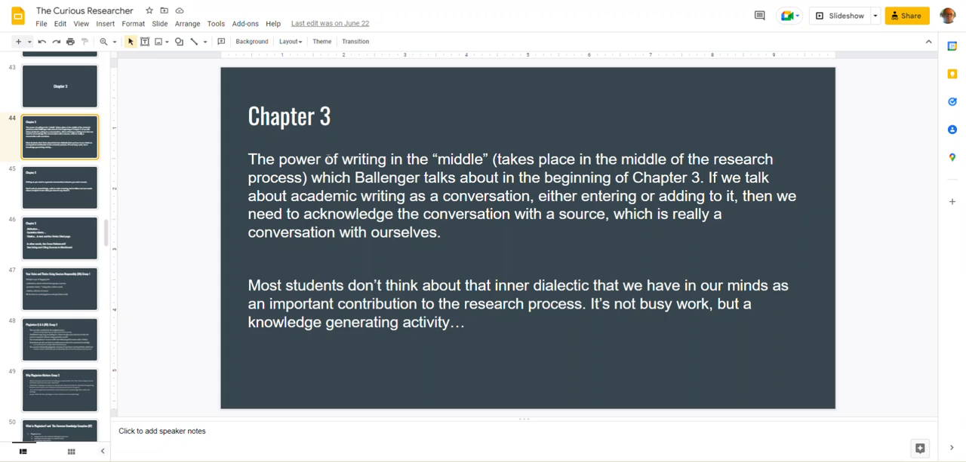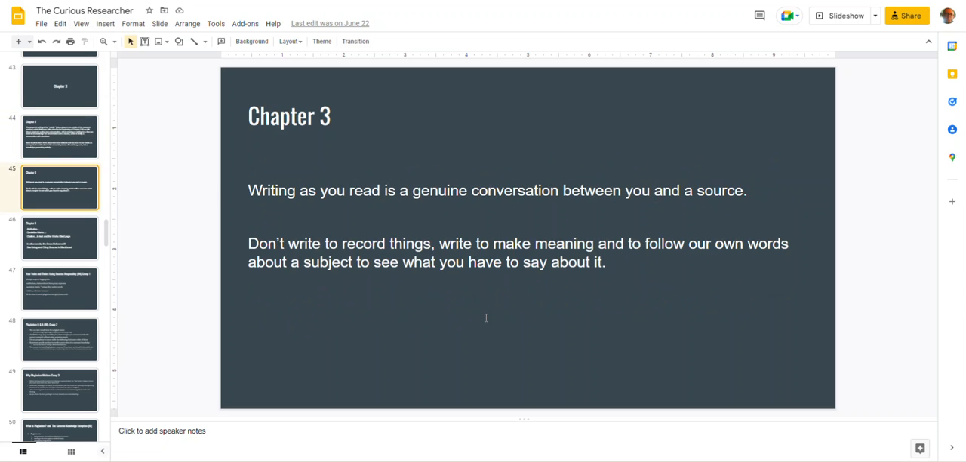The idea behind all of this is that thought process. Not only are you reading to summarize for the annotated bibliography or looking for information, but really what you're doing is you're thinking about what you're reading. What does it contribute to your research topic? How does it answer some of the questions that you may have? In other words, it is a knowledge generating activity. So, writing as you read is a genuine conversation between you and a source. And you should have a notebook, a journal of some sort, a document open in the computer, and really take notes as you read. Think and read and write at the same time.